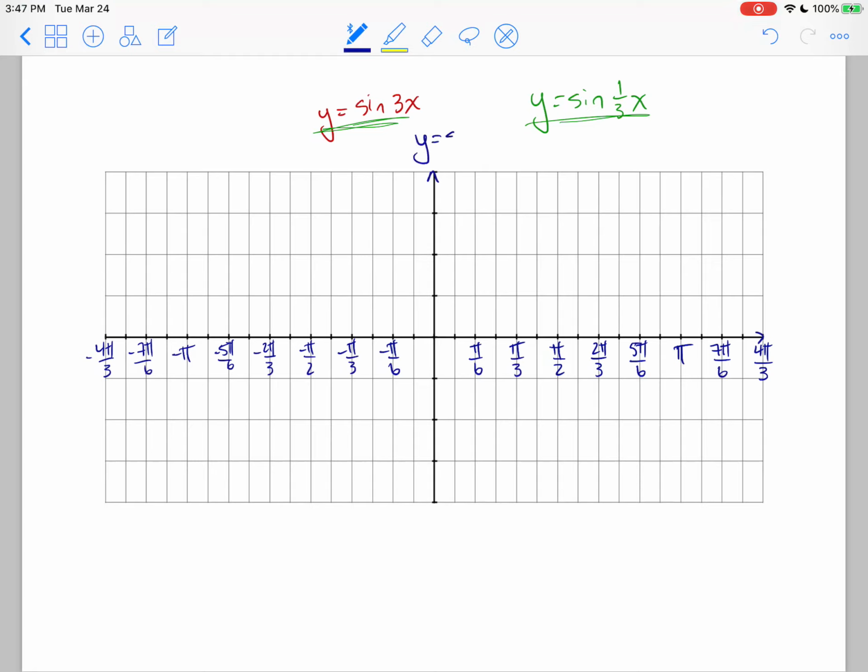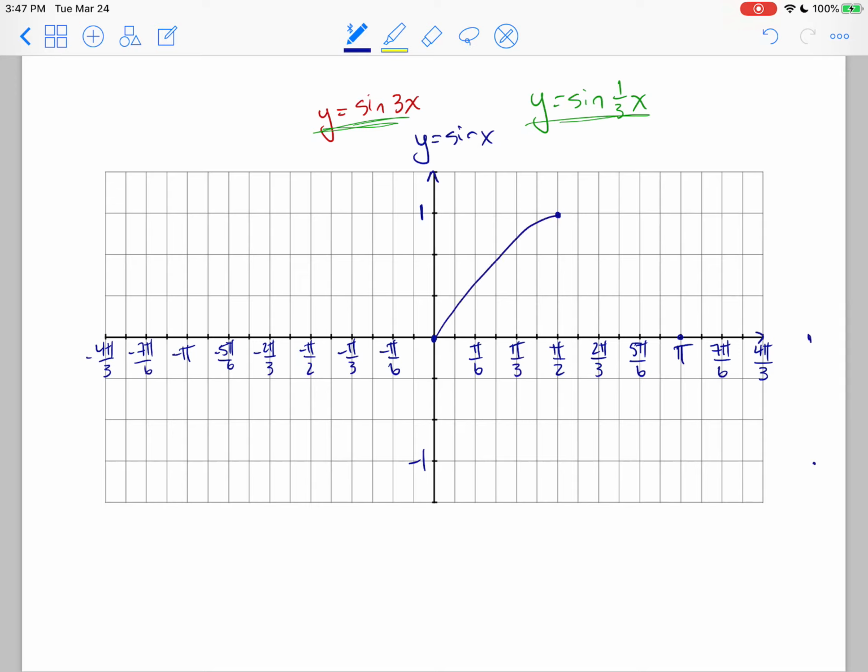Now, the amplitude for all 3 of these functions is not changed. It is 1. So I'm going to make 3 boxes in the vertical direction because I want to fill up as much of the graph as I can. Let's start with sine of x. 0, 0 is there. Then pi over 2 is where we equal 1. Then pi is 0. And then 3 pi over 2, which is actually out here, would be where I would equal negative 1.